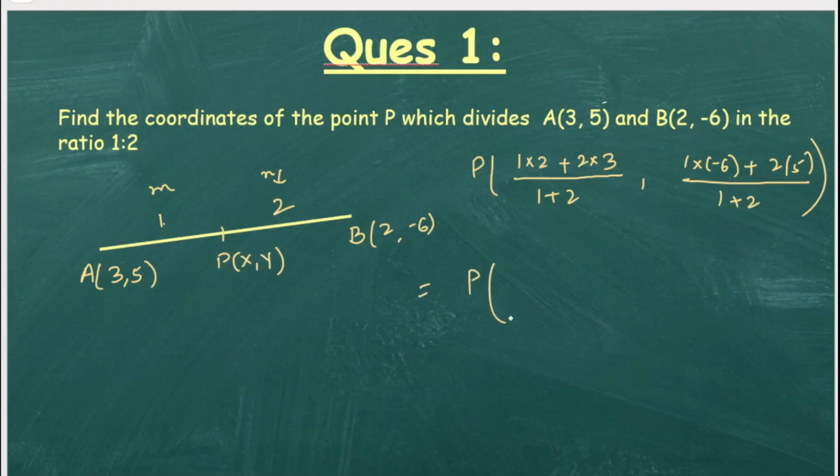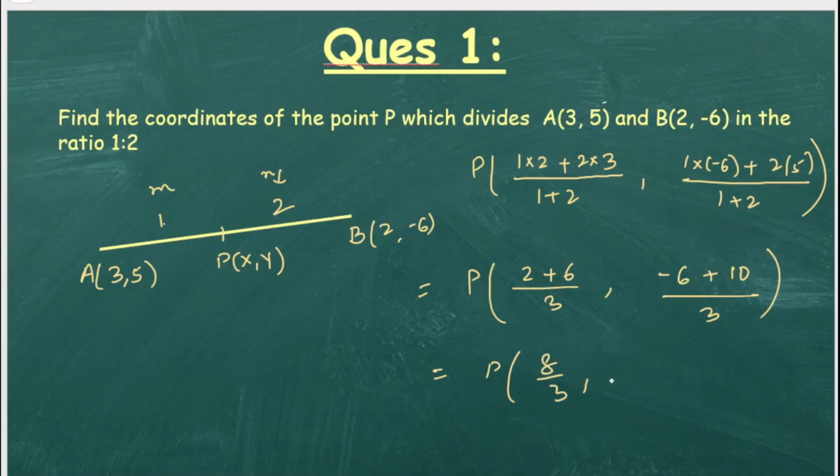That's it. And now we just have to simplify it. So it gives me P. Now 1 times 2 is 2, 2 times 3 is 6, over 3, comma, 1 times -6 is -6 plus 2 times 5 is 10, divided by 3. Now 2 plus 6 is 8, so 8 over 3, and -6 plus 10 is 4, so 4 over 3. So these are the coordinates of the point P, which divides the line segment AB in the ratio 1 is to 2 when the coordinates of A and B are given.